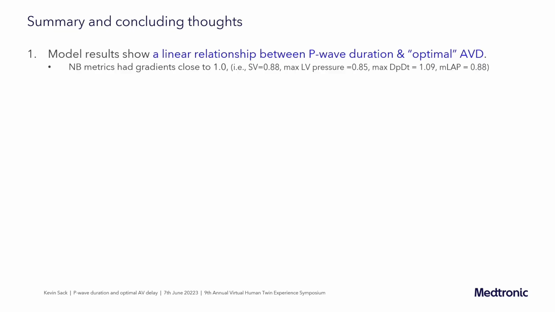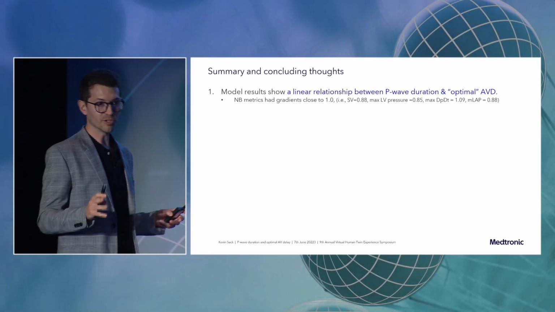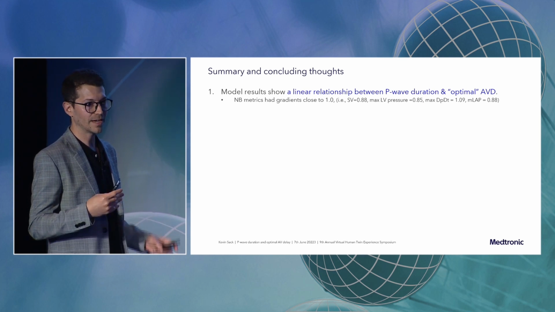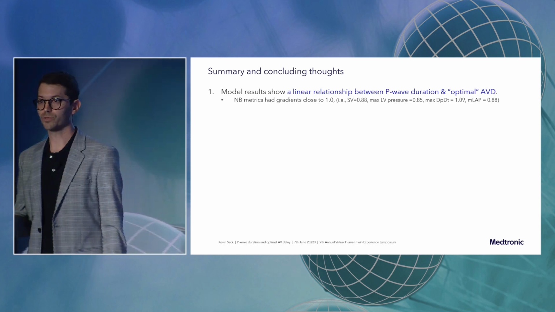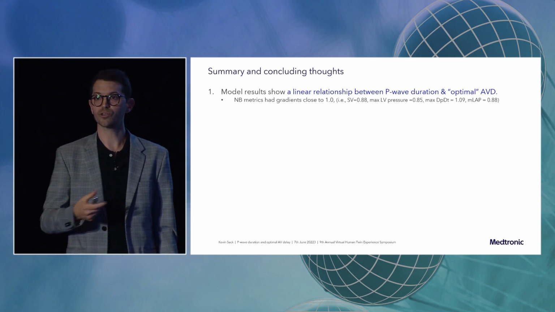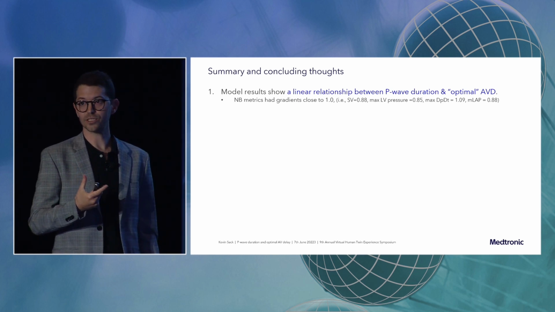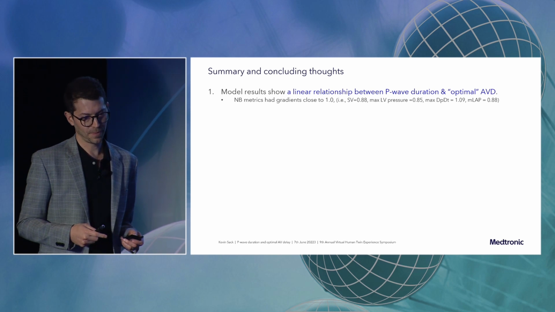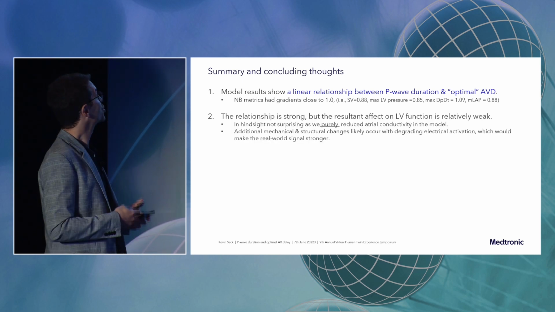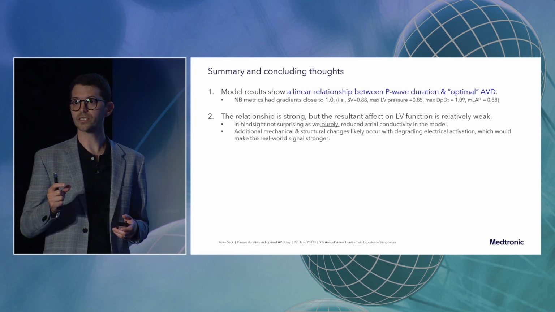Just in summary, we took an electromechanical four-chamber heart model. We changed P wave duration, just P wave duration, to take a look at how that affected hemodynamic outcomes in the heart. We found that there was a linear relationship, so there's good motivation for us to regulate that AV delay in pacemakers, if we can sense it, to get the optimal metrics out of these patients. The relationship is strong, but for some of those functional values, the outcomes were relatively weak.